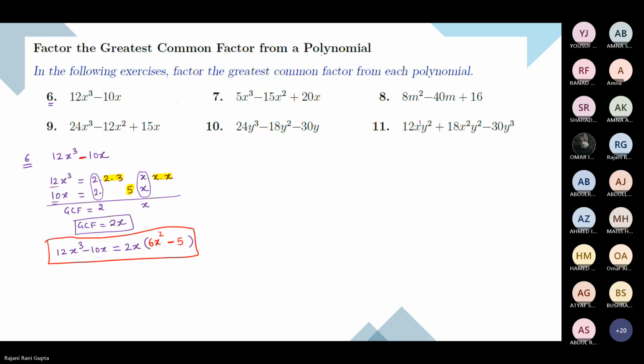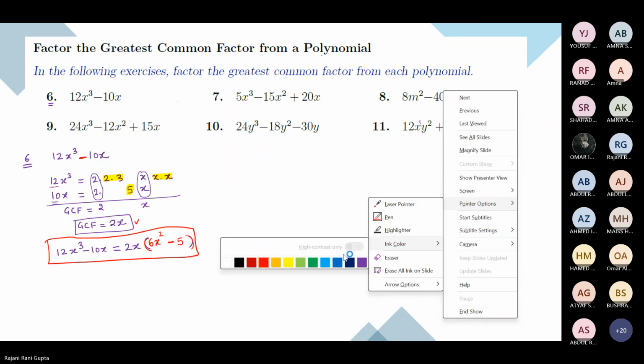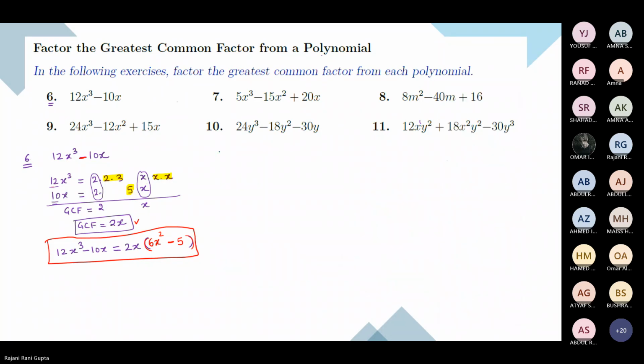You get it? Yes. So up to here, everything is the same. This is the additional step. We write this greatest common factor here, and we write the terms left in both of these terms if we take 2x outside. Let's do one more question to make it clearer. Which one do you think is difficult, 7 or 8? 8. Let's take 8.